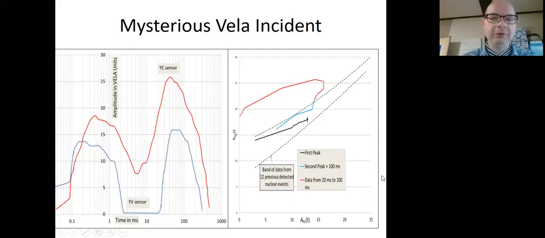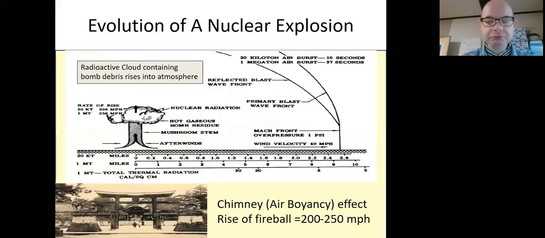We really don't know. So there's some mystery around this 1979 event. Okay, just to continue, we talked about the fact that you have these two kind of pulses. You also have the radioactive cloud. So this is debris, the bomb debris, and it rises high into the atmosphere. And depending on what the yield was, it rises higher and higher and higher.